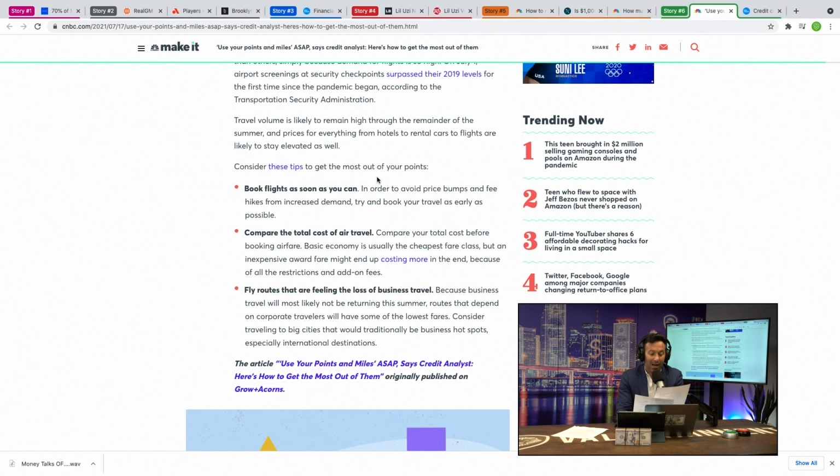And then last but not least, fly routes that are feeling the loss of business travel. Business travel, they say, might never come back. Nobody's traveling for business these days. Just get on a Zoom meeting, call, right? Exactly. Because business travel will most likely not be returning this summer. Routes that depend on corporate travelers will have some of the lowest rates. That's why a lot of New York travel or San Francisco travel is probably pretty cheap, because that's a lot of business travel. Consider traveling to the big cities that would traditionally be business hotspots, especially international destinations. So use your credit card points ASAP.